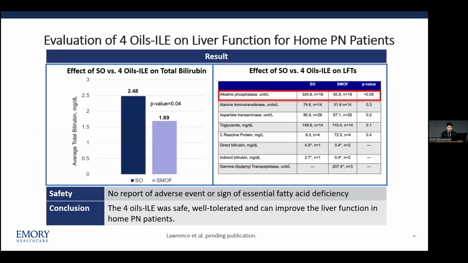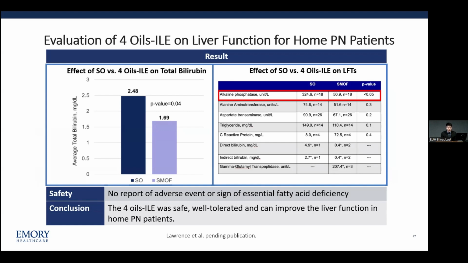So this is the result of that data. The graph on the left compared the total bilirubin level after the initiation of soybean and fish oil IOE. The results saw a significant reduction in total bilirubin after the transition from soybean to fish oil. Similar to the previous study, although most enzymes showed clinical improvement after switching to fish oil, only ALP was statistically significant, as demonstrated on the right chart.